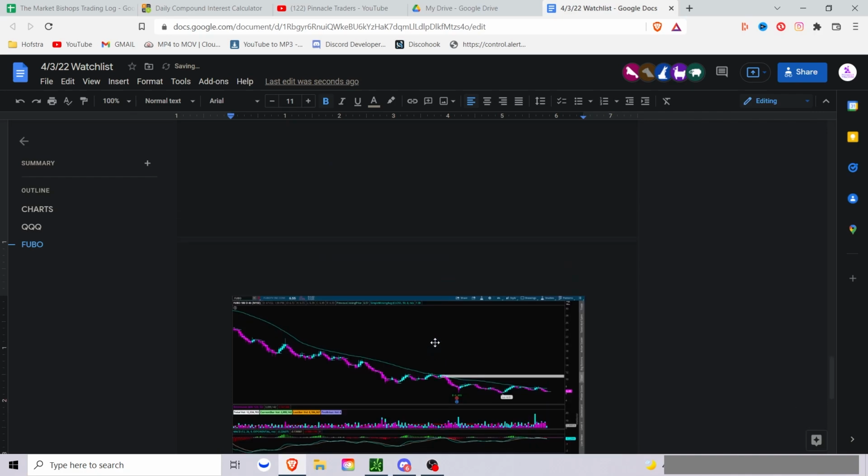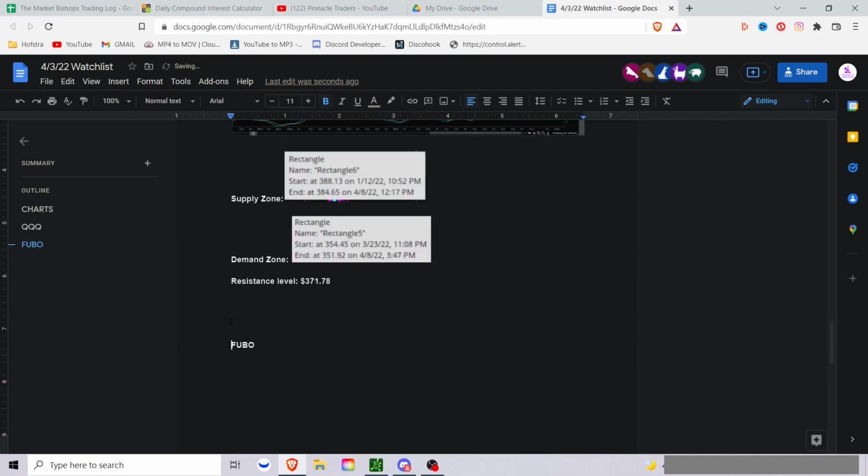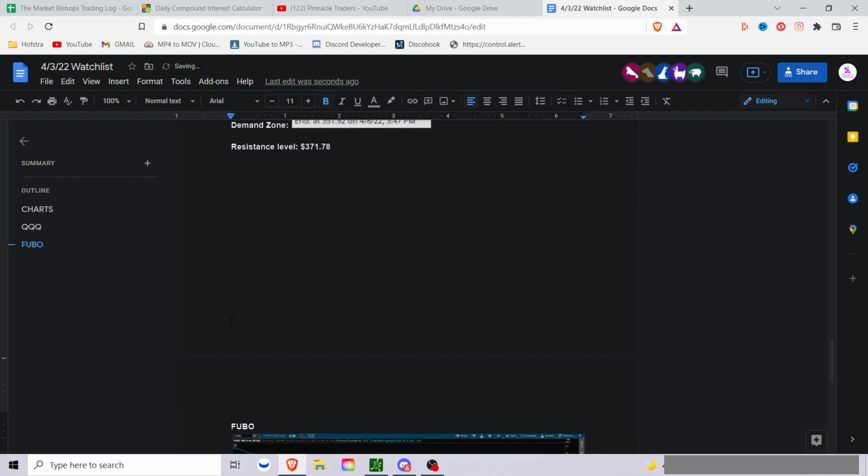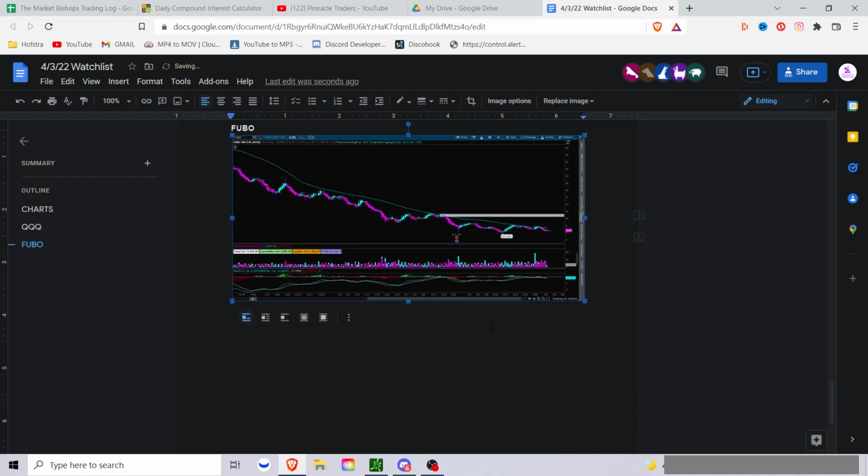Oops. Okay, I'm gonna get pissed off. Why is everything going on to the next page? I feel like I'm doing something wrong.